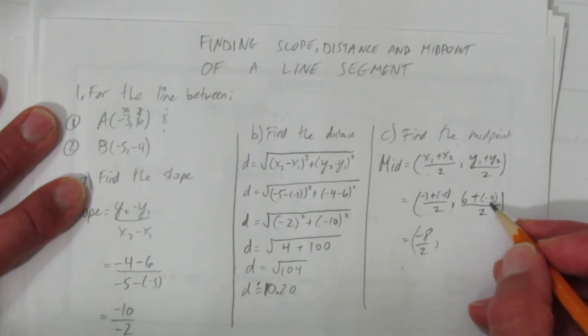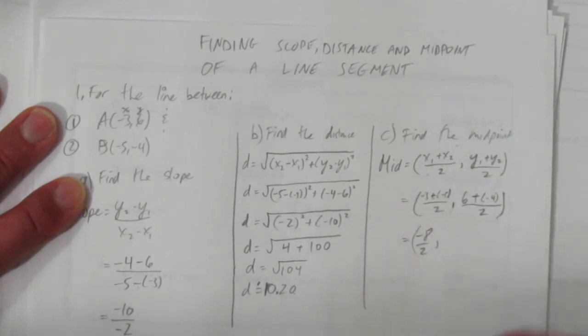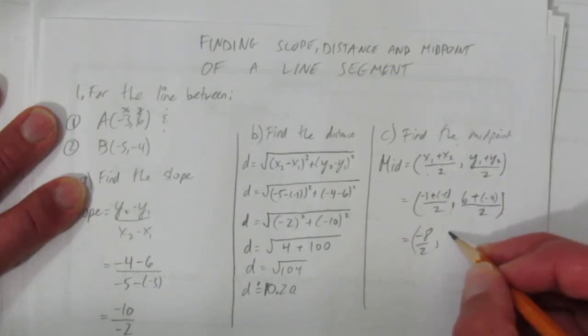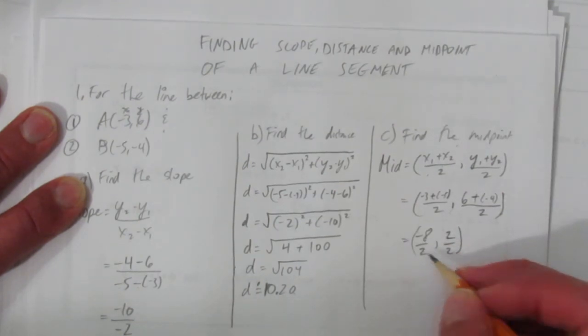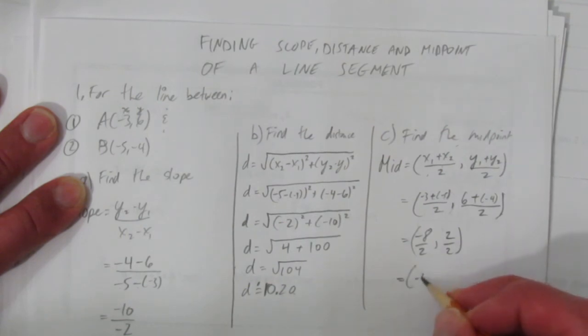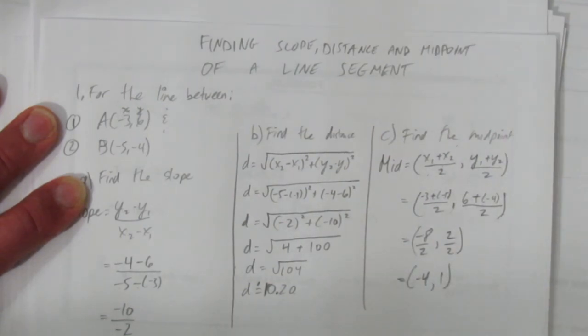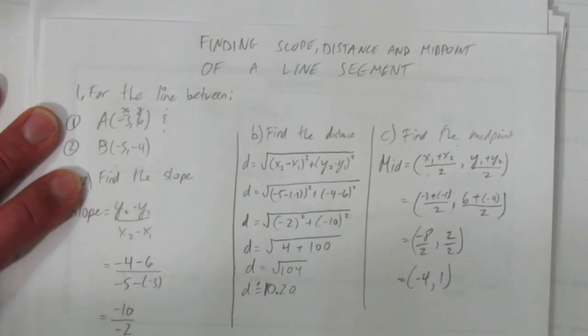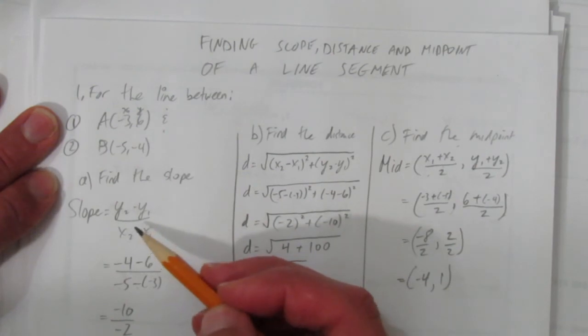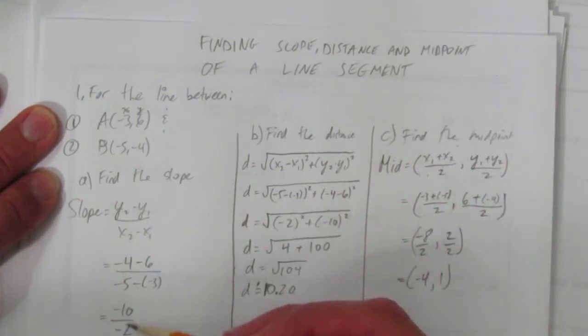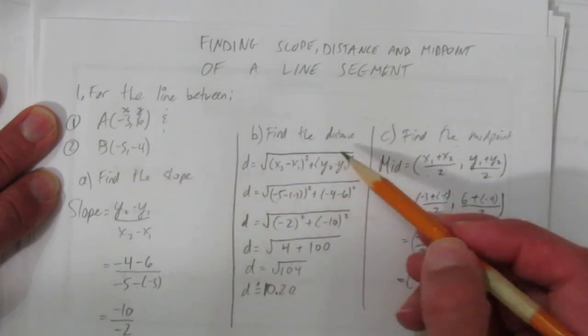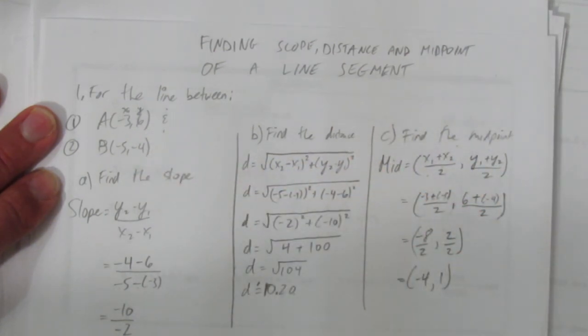6 plus negative 4, use a calculator or do it in your head, no judgments. 6 plus negative 4 is 2, so you get 2 over 2. And now you can simplify. What's negative 8 divided by 2? Negative 4. What's 2 divided by 2? 1. And we've got the midpoint. And we're done. We've got the slope and the distance, and the slope went off the page here. The slope is 5. We got the slope, the distance and the midpoint of a line segment.